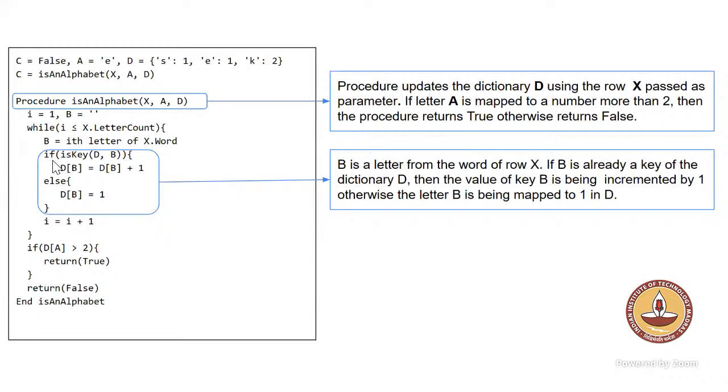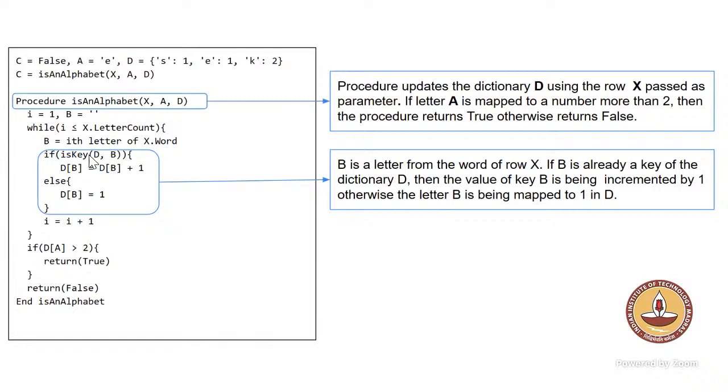B is a character S. So we are checking here inside the if condition: is key of D comma B. Inside the dictionary D, we are checking whether our B, which is S, a character, is a key of D or not. Yes, S is a key of our dictionary D, because we have passed dictionary D that has S as a character. You can see here S is a character and it is mapped to 1. So it is a key. This method will return true. The is key procedure will return true.